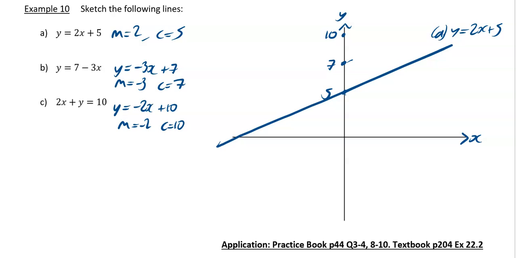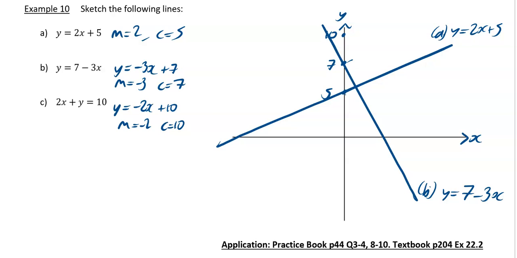Sorry, I'm trying to do this with a ruler, but this is not easy doing it on this wee device. So that is my B line, which was y is equal to, and I'm writing it in its original form, 7 minus 3x. And then my last one, and notice as well, it goes through 10 on the y-axis, but its gradient is minus 2.